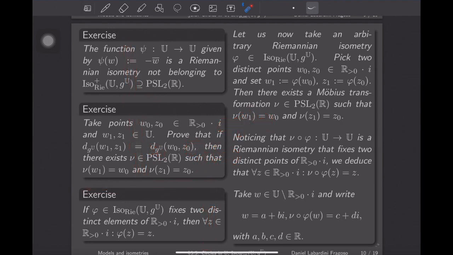Okay, that's what it is here. Because you see, that composition, nu sends this one back, nu sends this one back. So this composition fixes all the positive part of the imaginary axis pointwise.